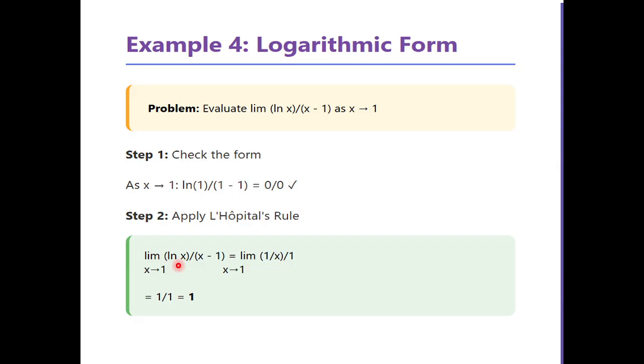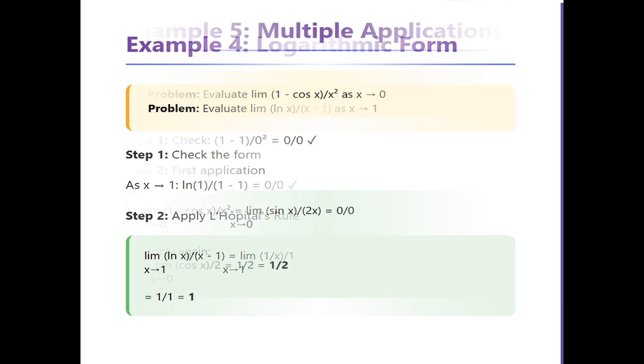Derivative of log of x with respect to x is 1 over x, and derivative of x minus 1 with respect to x is 1. Then we replace the value of x by 1, and the answer will be 1. It is a simple number which is determined, and it is not an indeterminate form. So it is the simplest answer of our expression.